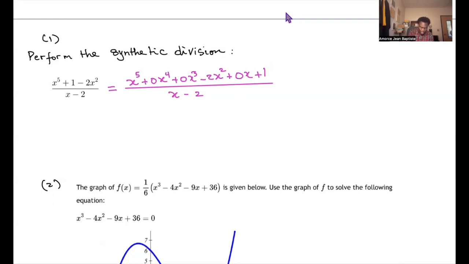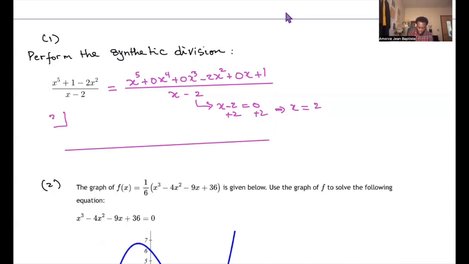So let me set up now. Let me have my setup. When we set this equals 0, that's x minus 2 equals 0. So we add 2 on both sides. So that will give you x equals 2. So 2 goes in the box. Now we're going to set up with the coefficients. We start with 1.